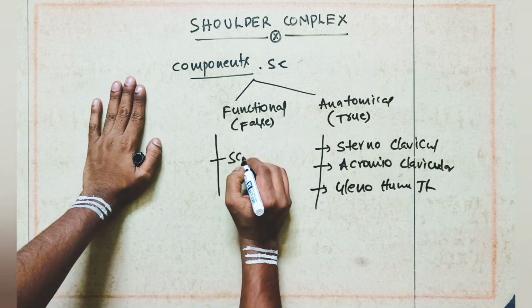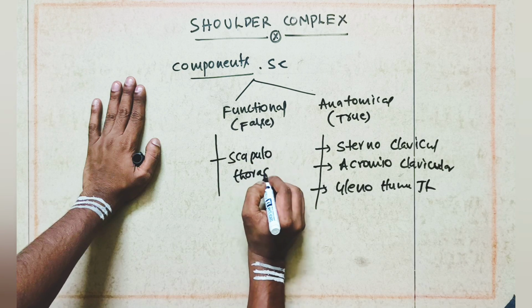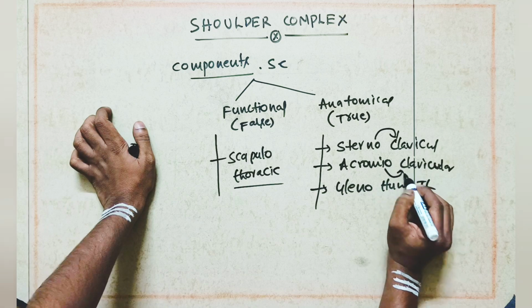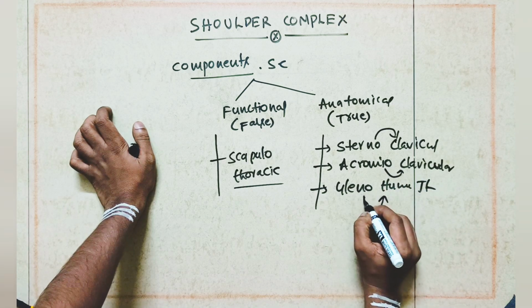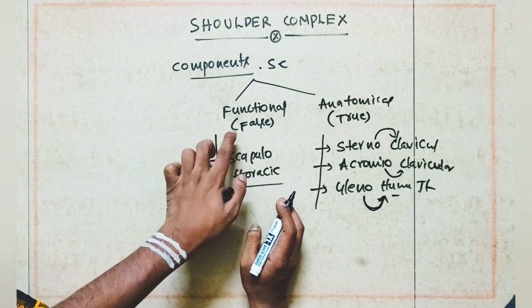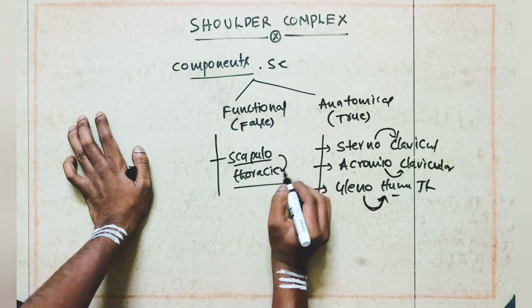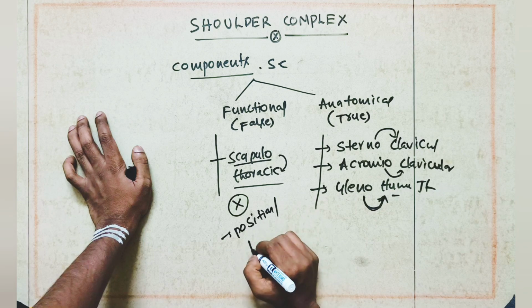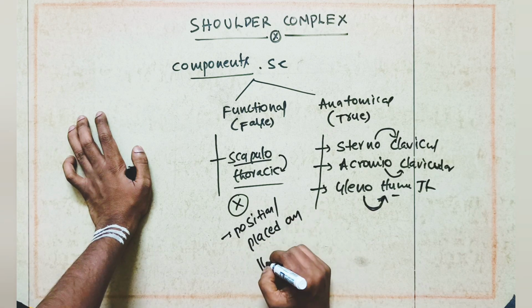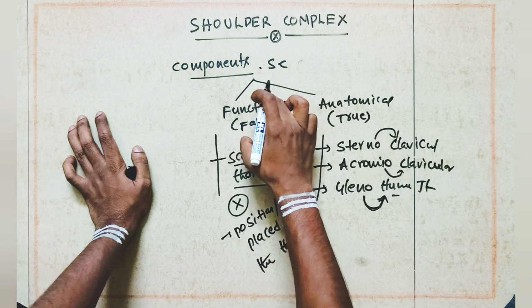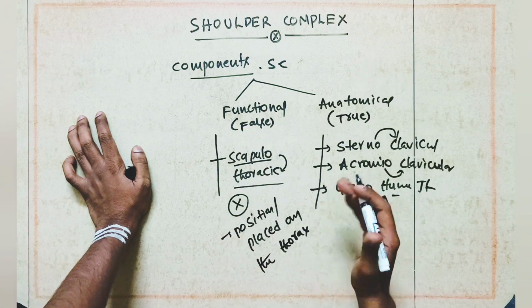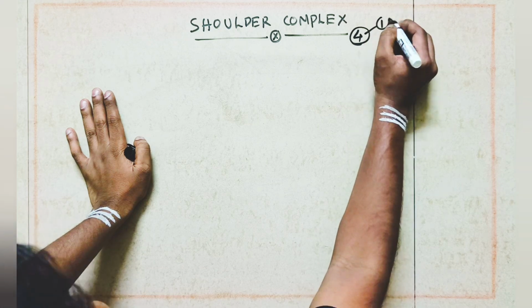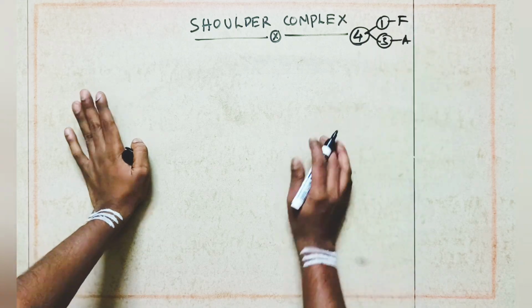Functional joint: here the scapulothoracic joint. The point is that the sternum operates with the clavicle, the acromion operates with the clavicle, and the inner cavity of the scapula operates with the humerus. But in this functional joint, the scapula does not articulate with the thorax. It is just placed on the thorax. That's why this is the functional joint. The remaining three joints are the anatomical joints of the shoulder complex. So till now, four joints: one functional joint and three anatomical joints.